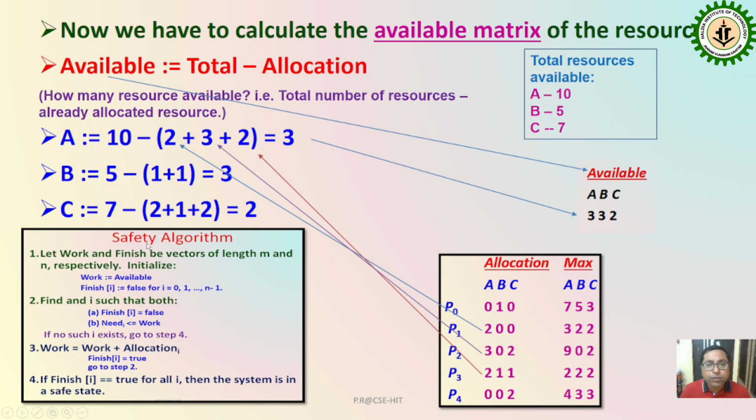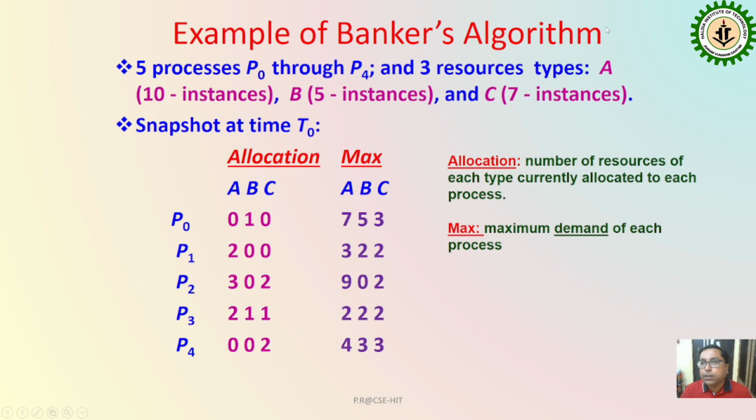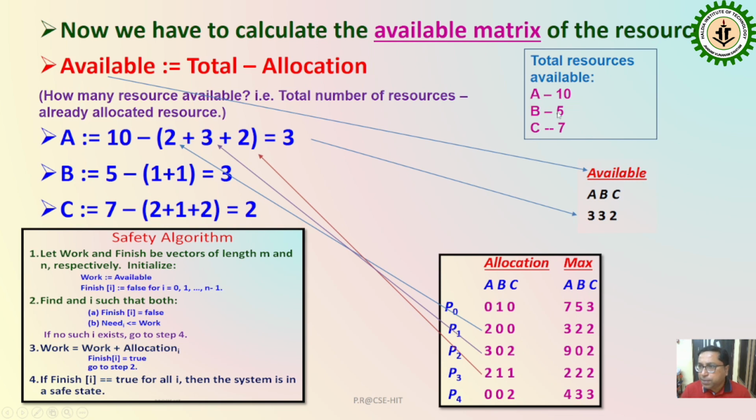Next, according to the safety algorithm, you can see here, first let work and finish be vectors of length m and n respectively. Initialize work equal to available and finish[i] equal to false. So here you may look, there is work and there is available. What does available mean? It means the total number of resources remaining after allocation. I already told you that here total resource A is 10 instances, that is A is 10, B is 5, C is 7.